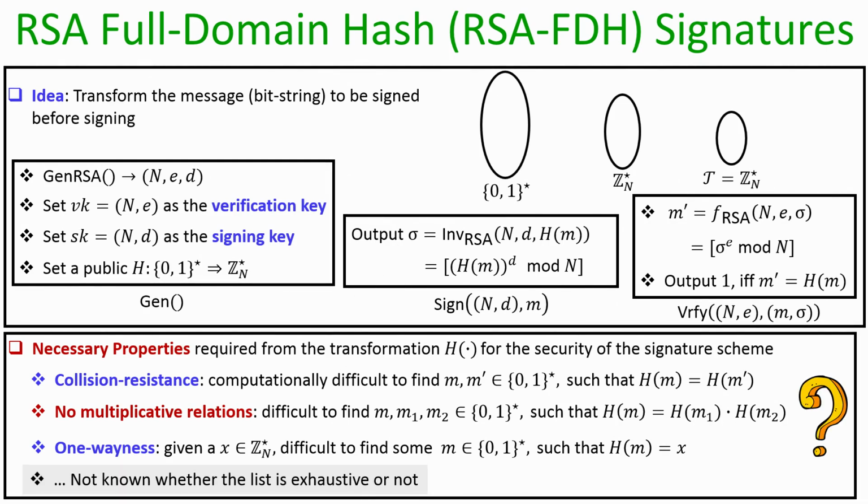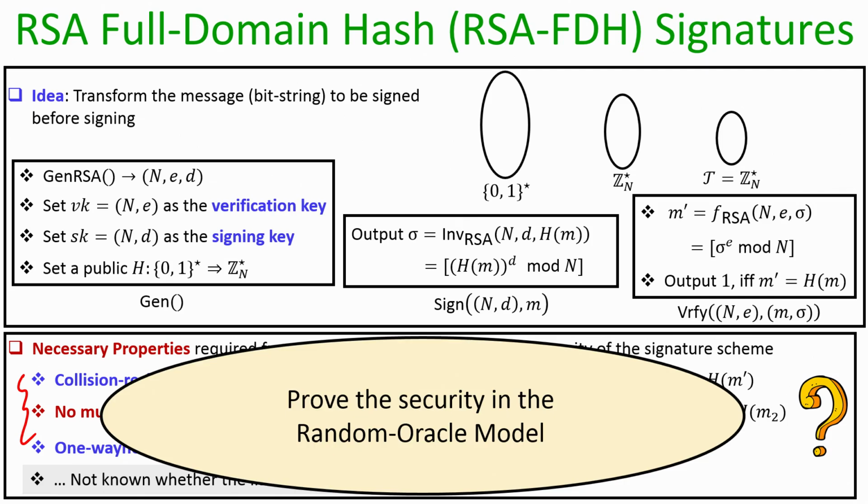However, definitely these three properties are required, but we do not know whether the list is exhaustive or not, whether we need any fourth property, fifth property and so on. So, we are kind of stuck now. What we can do is we do not care about whether the list is exhaustive or not. If we assume that the transformation function is modeled as a random oracle, and we are in the random oracle model, then we can give a complete security proof for this full domain hash signature. In the random oracle model, definitely the three requirements that we have stated will be satisfied.